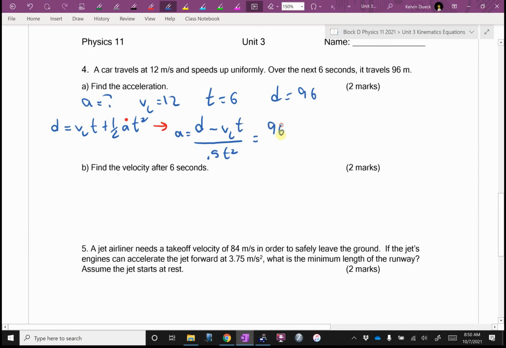It's going to be 96 minus 12 times 6, all divided by 0.5 times 6 squared.